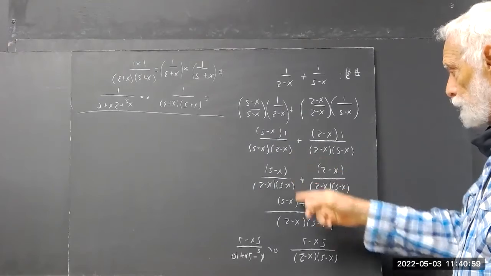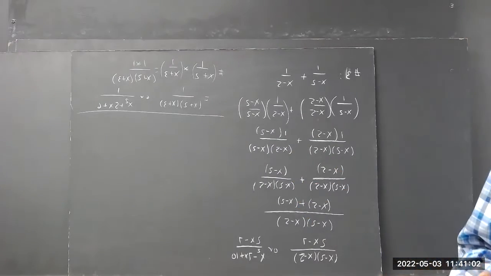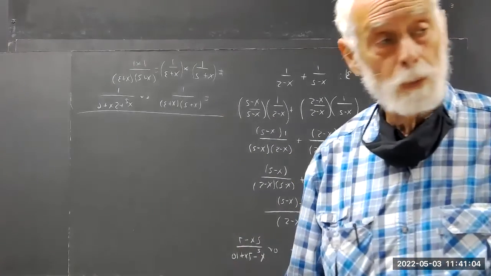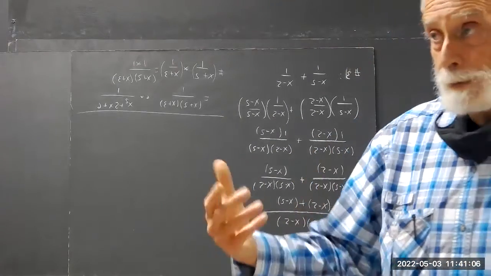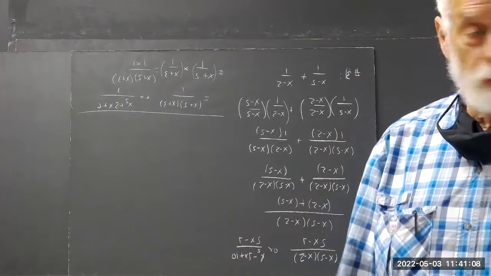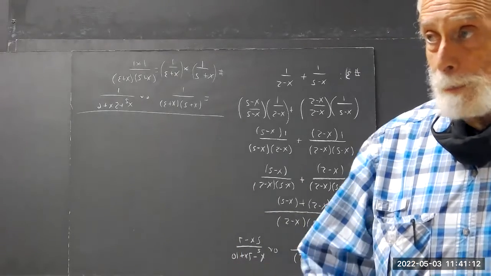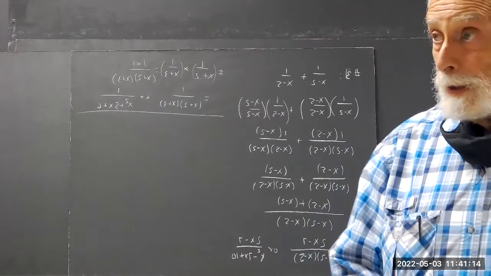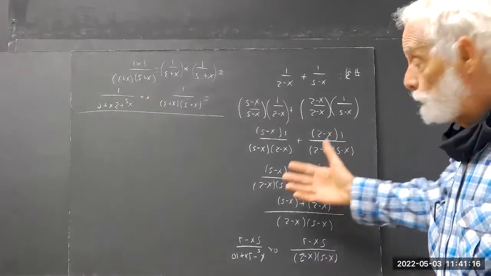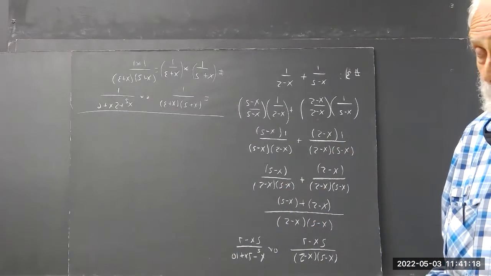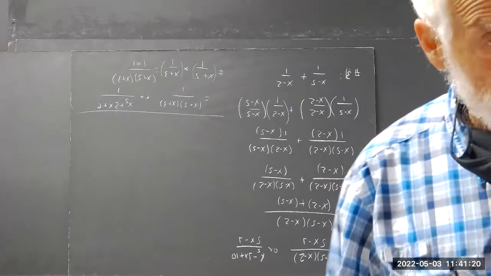So now I can just add the numerators. Now, if you're having trouble with this, go back to adding simple fractions, like 5/8 plus 3/7, and make sure you totally understand that so that this makes more sense. Okay, well, let's move on.